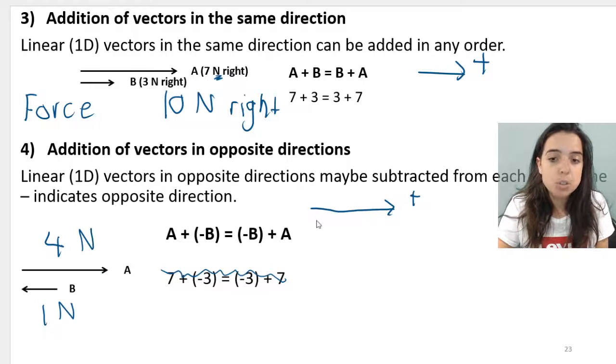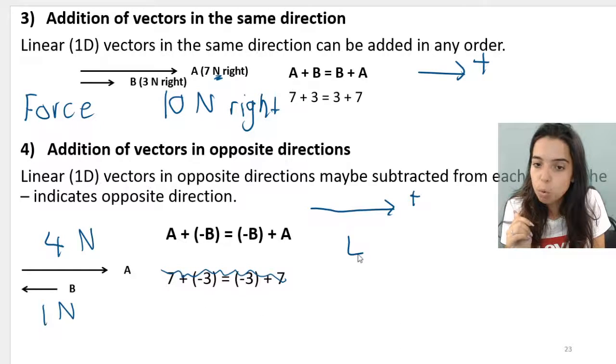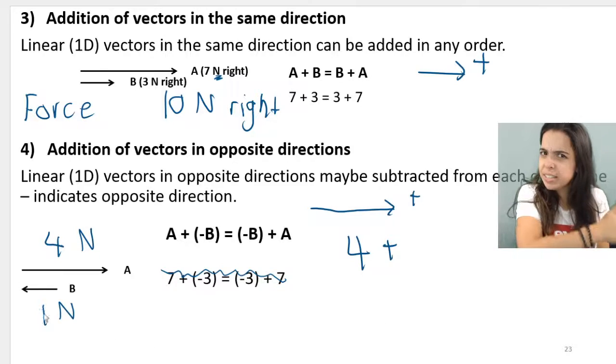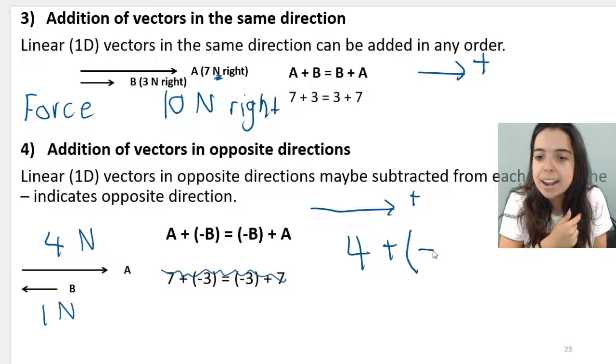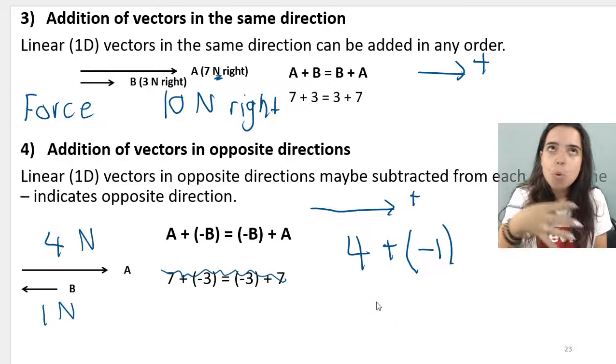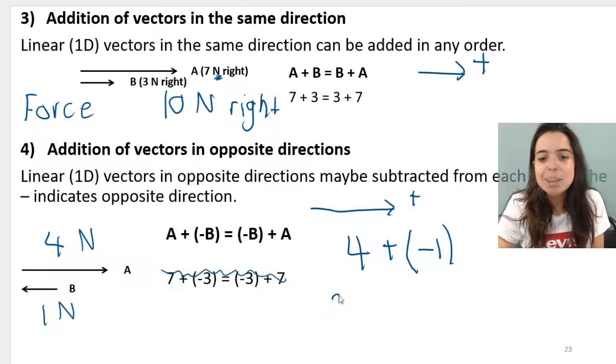So let's say I choose to the right as my positive direction. My 4 is going to the right, so it's a positive 4. Then I'm adding my other vector, but it's going to the left, which is my negative direction. So I'm adding a negative 1. And we know 4 plus minus 1 is the same thing as saying 4 minus 1. So I'm getting 3 newtons, positive 3, which means it's going to the right.